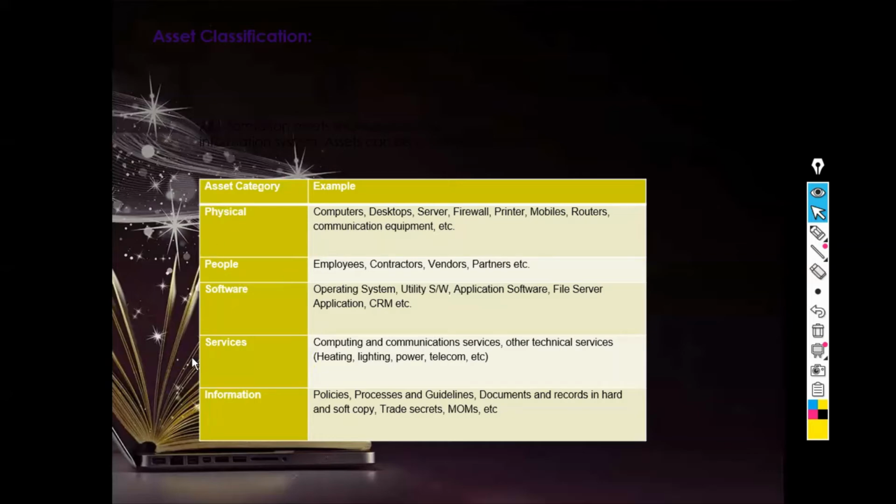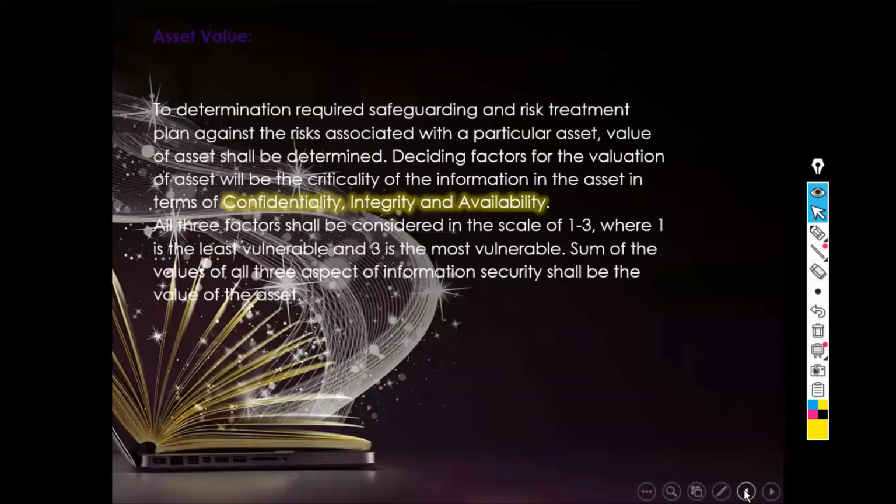The third thing is the software assets. You need to identify the software assets. In the software assets, your operating system, your utility software, all things would come under the software assets. Services: you are giving certain services to a customer, all those would be part of your services. Information related to the processes, policies, guidelines, all things would come under the information related asset. So this would be the overall category of information asset.